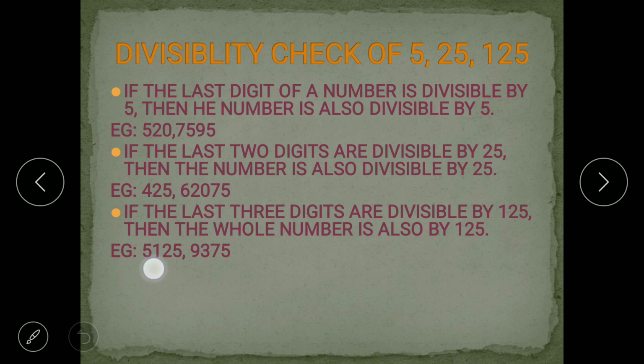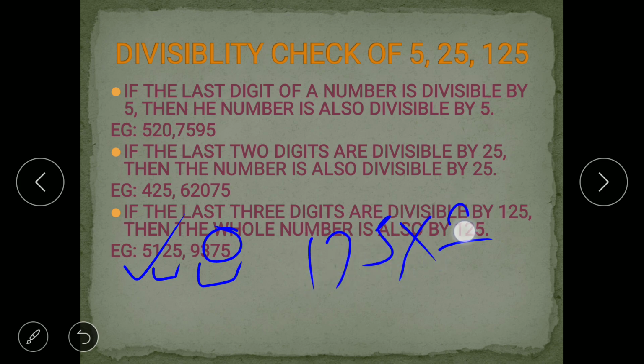Next, 125. Last three digits are 125. 125 is obviously divisible by 125. So this whole number is also divisible by 125. Next, 9375. 375 is divisible by 125 because 125 into 3 gives you 375. So the total number 9375 is also divisible by 125.